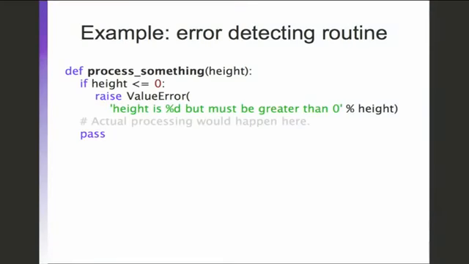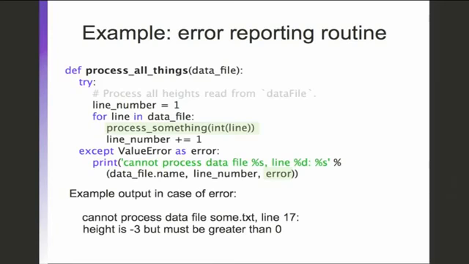Let's take a look at an example. We already know this routine. It processes something, gets a height parameter, and raises an exception if it is not in the valid range. Here's a routine that would process height values it gets from a file. So basically it opens a file, reads a line, converts it to an integer, and checks for errors.